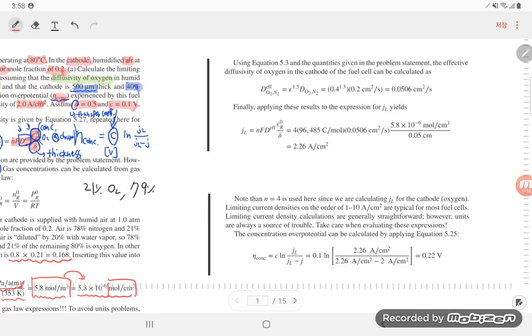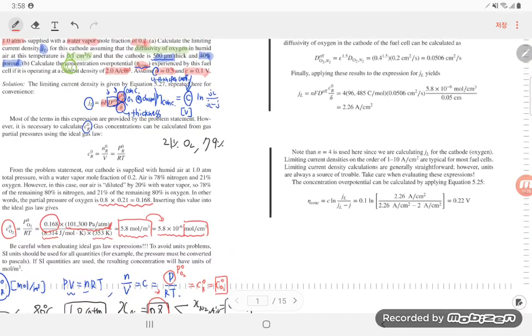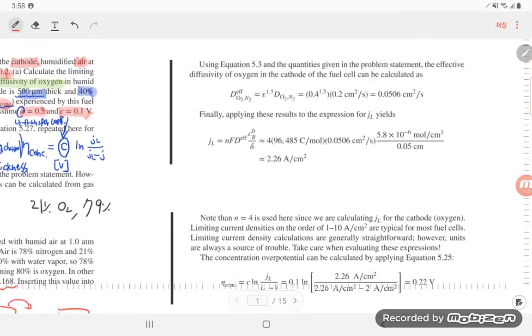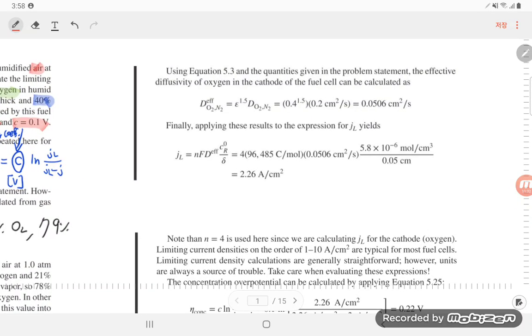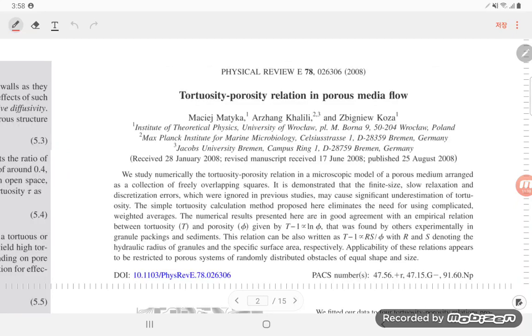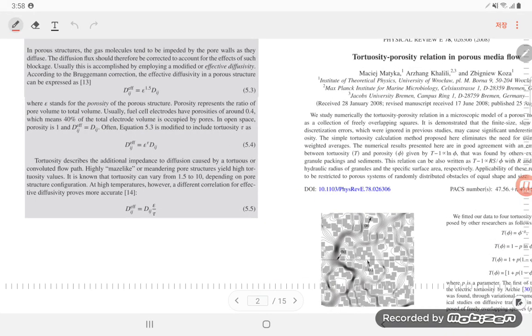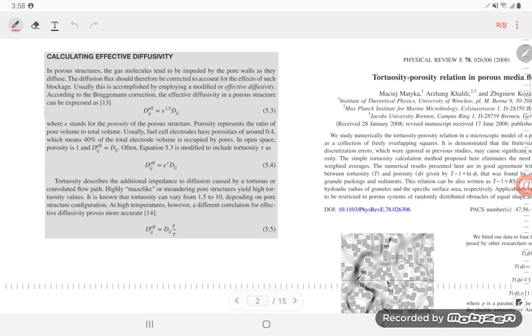So by using this equation, the equation from the textbook, we can derive this one. Okay, let's move on to the next part. To calculate the effective diffusivity, we should know about the porous structure characteristic.